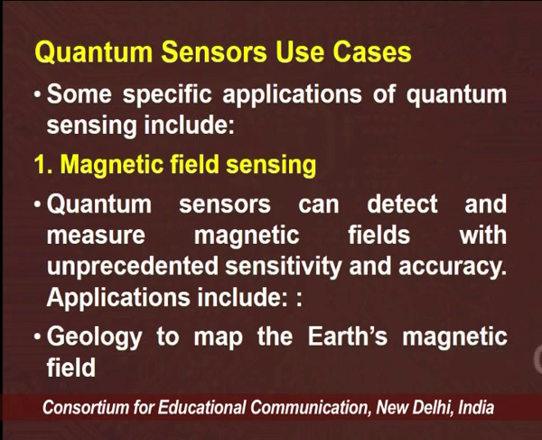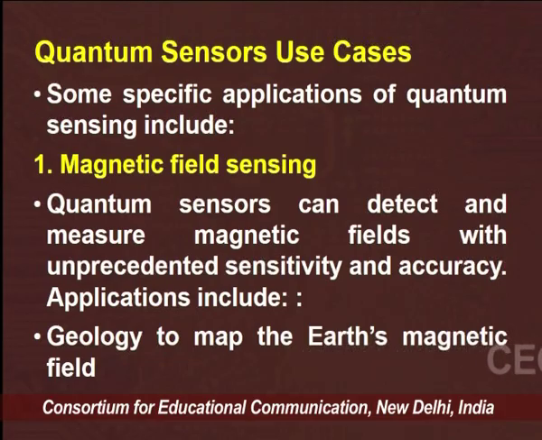Now, the quantum sensor use cases: we will discuss what the applications of quantum sensors are and how they are being used in various fields. Quantum sensors have applications in various fields, and first we discuss the SQUID, which detects the magnetic field. A very low magnetic field can be detected through the SQUID sensor.